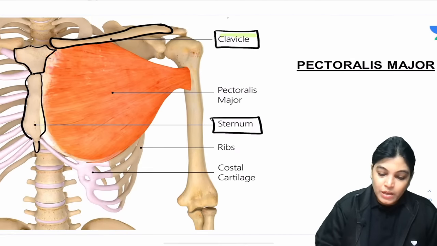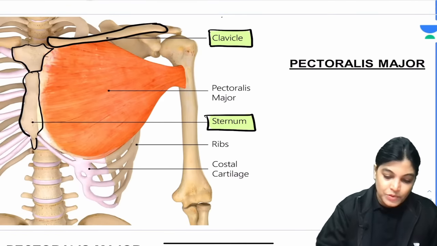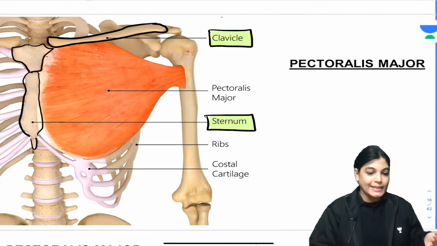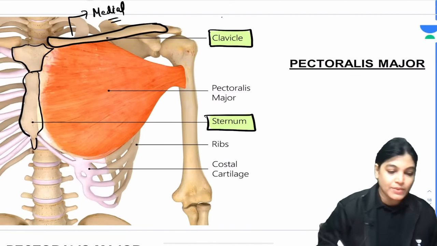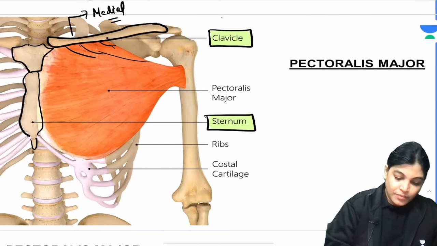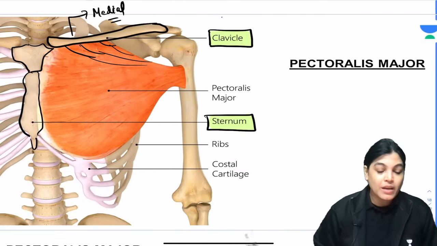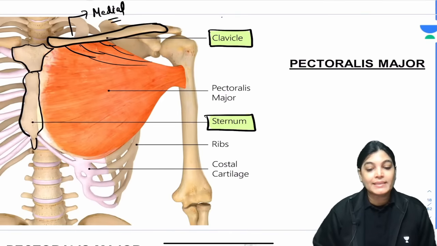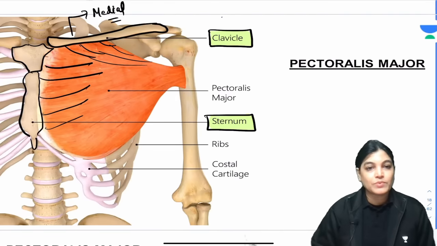As I told you, the pectoralis major muscle has two heads of origin, one clavicular and the other sternal. Here, you can see the pectoralis major muscle is originating from the medial part of the clavicle, specifically the medial half of the anterior aspect of the clavicle. It is also originating from the sternum, to be more specific, the lateral aspect of the anterior half of the sternum.